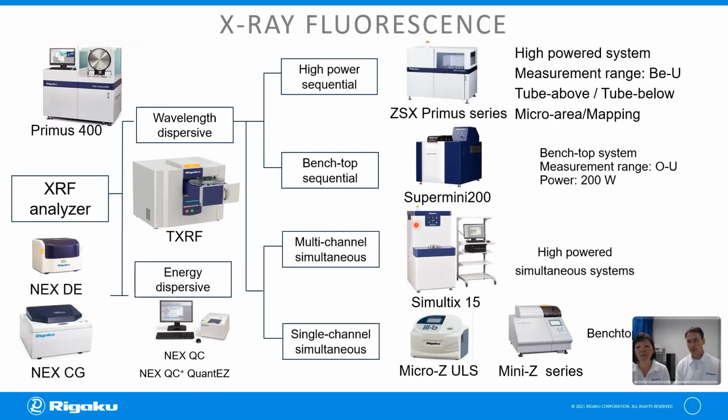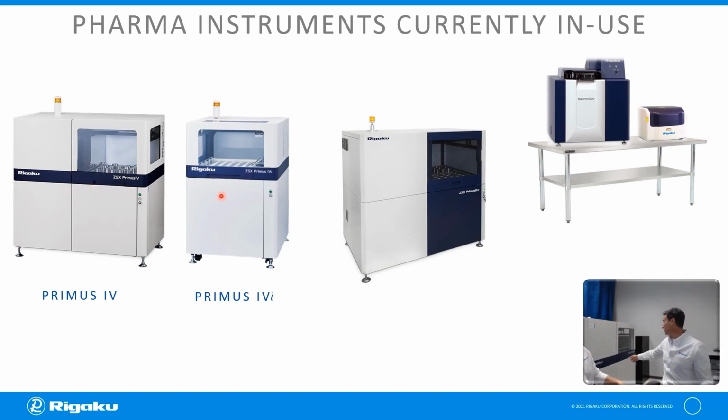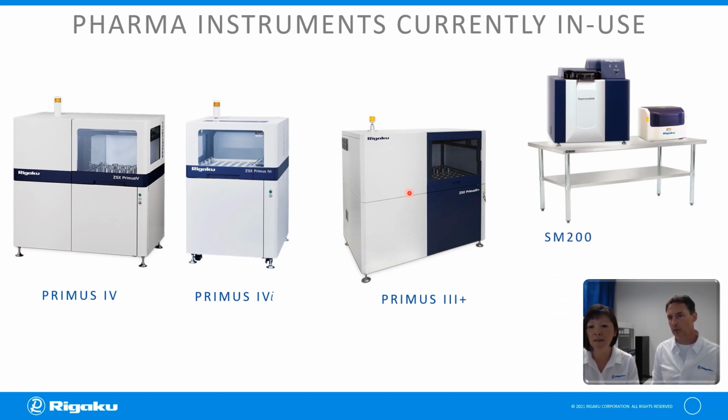Now there are a lot of XRF instruments that Rigaku has. However, we can't fit it all on this entire page, but we're going to narrow it down specifically for this type of application so you can understand it better. So currently we have all these instruments ranging from the floor model down to our benchtop that can be used in pharma. In particular, the Primus 4 and the Primus 4i, which is the tube above and tube below configuration. We're right behind our Primus 4 right here. That's the machine you see on the left. And then similarly, we have our 3 kilowatt system that has a very similar configuration to the Primus 4, but it doesn't have the mapping features, and it's vacuum only. Then we have our benchtop systems, that is the Supermini 200, a WD wavelength dispersive, and we have our energy dispersive NEX DE. So basically we can use the entire range of all these instruments for this application.